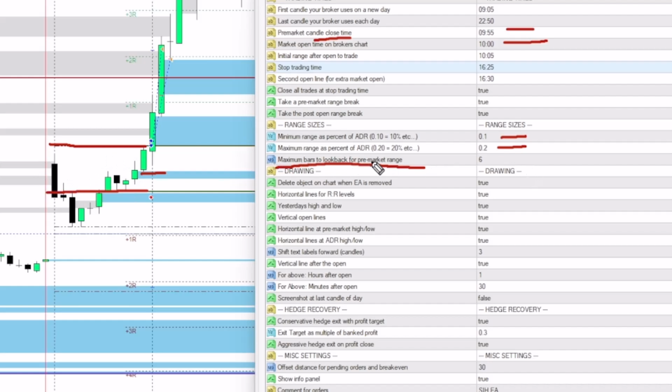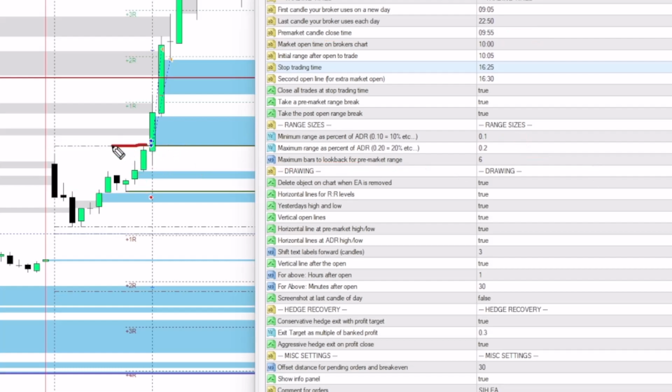So this maximum bars to look back for pre-market range is set at the moment to 6. What that means is as we get to 10 o'clock on the chart or 8 o'clock UK time, it will look at this first 5-minute candle. And it will say, is that first 5-minute candle bigger than, in this case, 212 and smaller than 425? If yes, we'll take a break of it. If no, we will go back and look at the next candle.